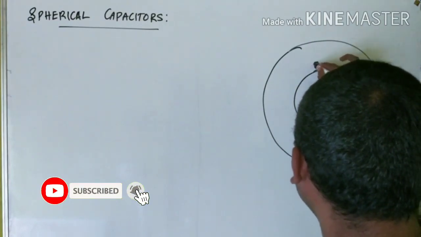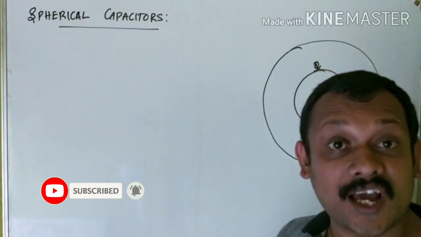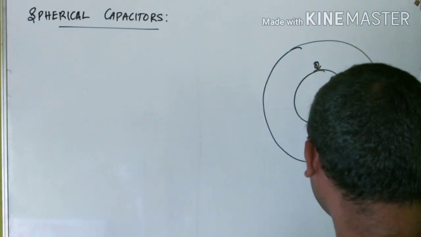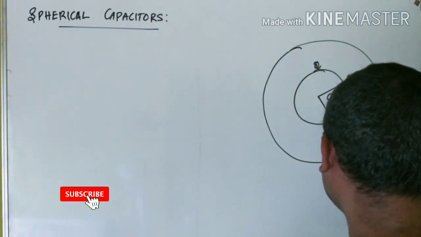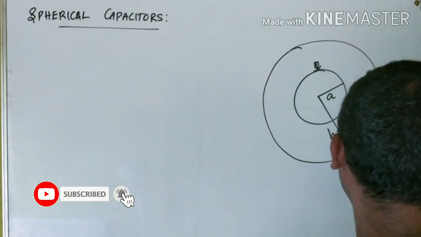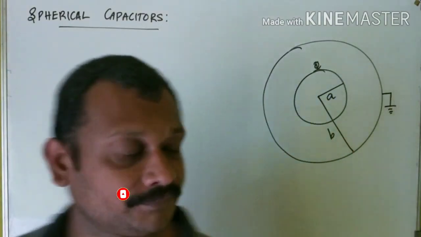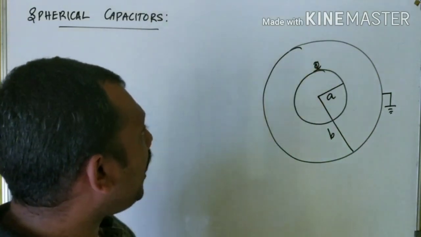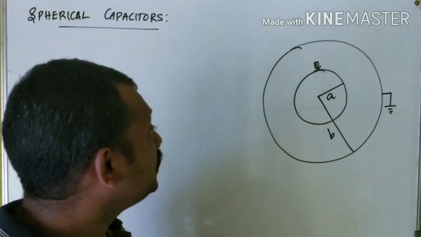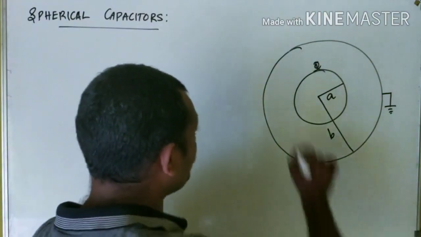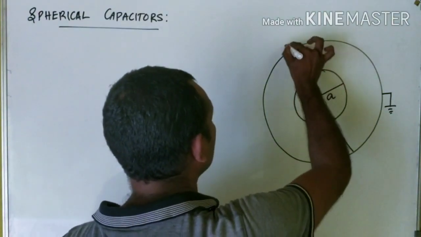Let us consider that the inner one has got a charge Q. Let me take its radius as A and the radius of the outer one as B. The outer surface of the second sphere is Earth. As a result of having a charge Q, some charge will be induced on the outer sphere. Let us take this as sphere 1 and this as sphere 2.